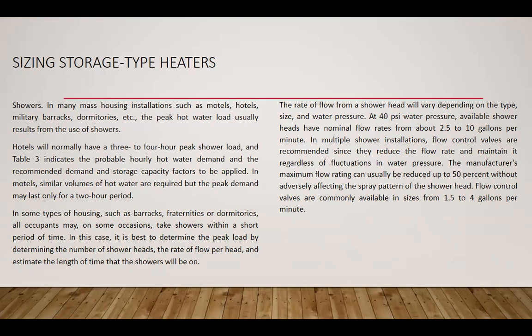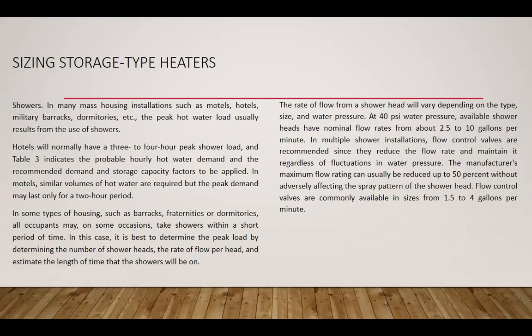In some types of housing, such as barracks, fraternities, or dormitories, all occupants may, on some occasions, take showers within a short period of time. In this case, it is best to determine the peak load by determining the number of showers, the rate of flow per head, and estimate the length of time that showers will be on. The rate of flow from a shower head will vary depending on the type, size, and water pressure.